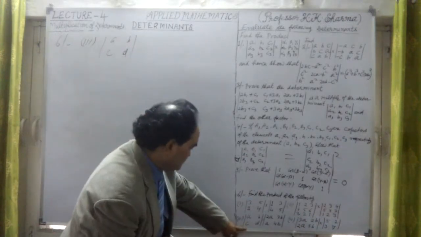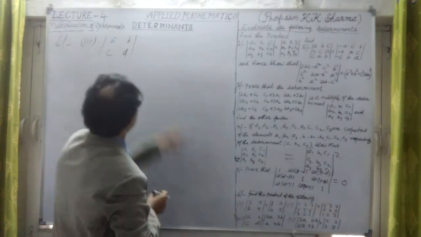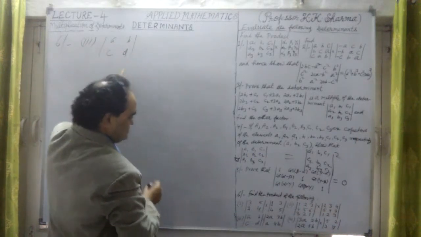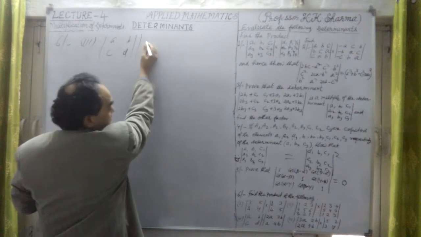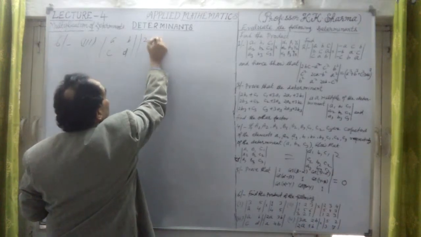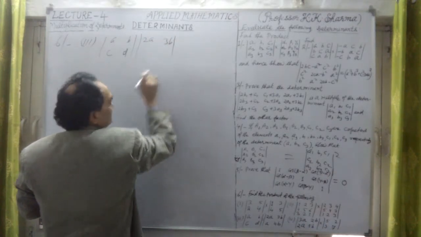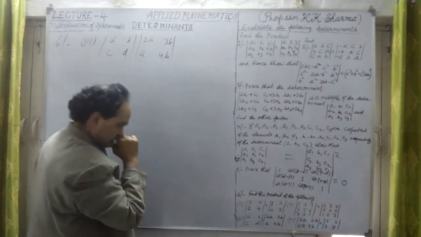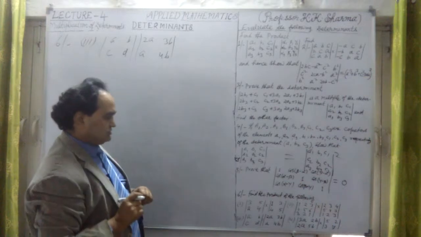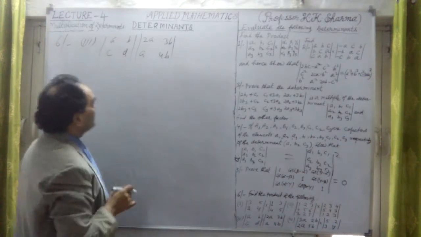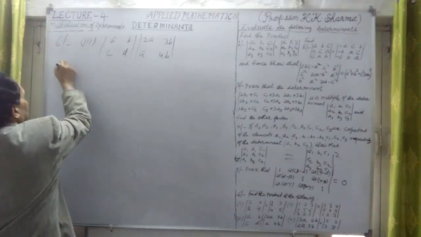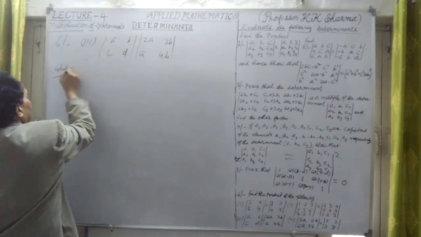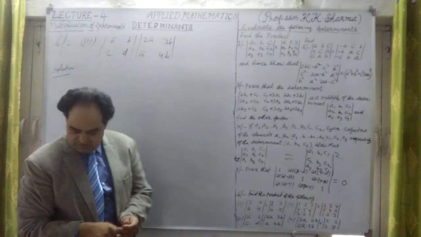Okay, the first row is A, B, C, D. And the second row is twice A, C, B, then A and 4B. We have to just find the value of this. So applying the same rule, the rule of multiplication of determinants. Let me change this.